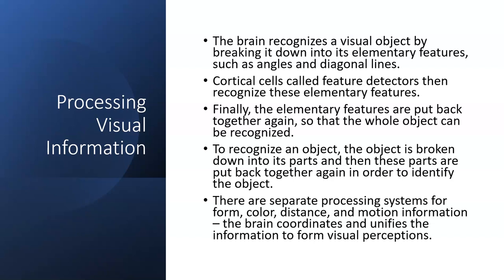There are separate processing systems for such things as forms, so different shapes. There are processing systems for color, for distance, for motion. Now the brain is going to do the heavy lifting of coordinating, kind of like you have different instruments in an orchestra, and you have to pull all those sounds together to produce the one thing. Our visual system does the same thing. You have all of these elements of what we see, color, shape, size, motion, distance, and then they have to be coordinated so that we can use all the information simultaneously.